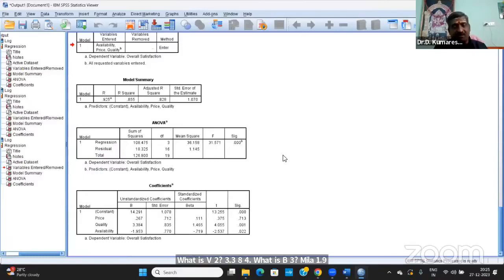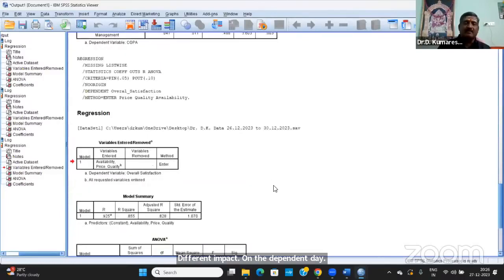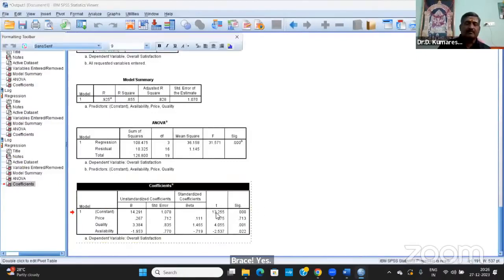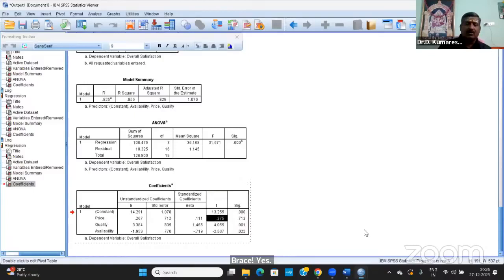So we have considered three variables. The three have different natures and different impact on the dependent variable. Price is here. Look at the p-value, 0.73.